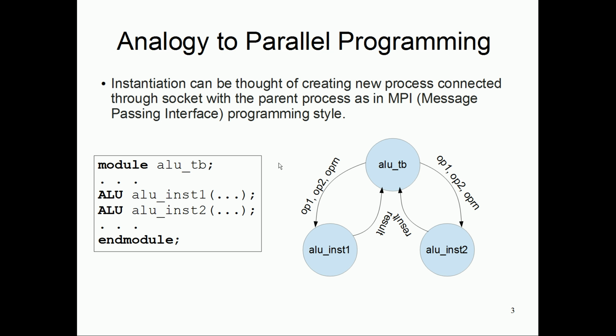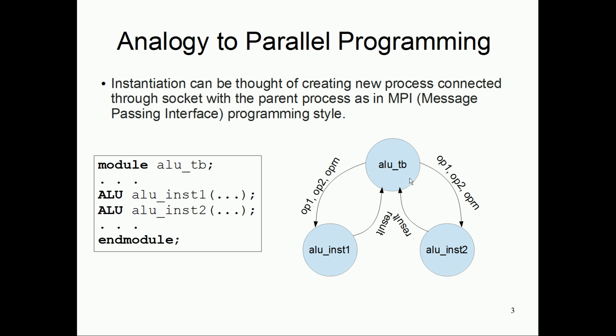Let's say I have an ALU test bench. So far we have dealt with one instantiation of the ALU, but let's say there are 2 instantiations of the ALU. By the way, this is not exactly what is done in reality inside the Verilog simulator, but we can at least model it like this to understand the operation. They're very much similar.